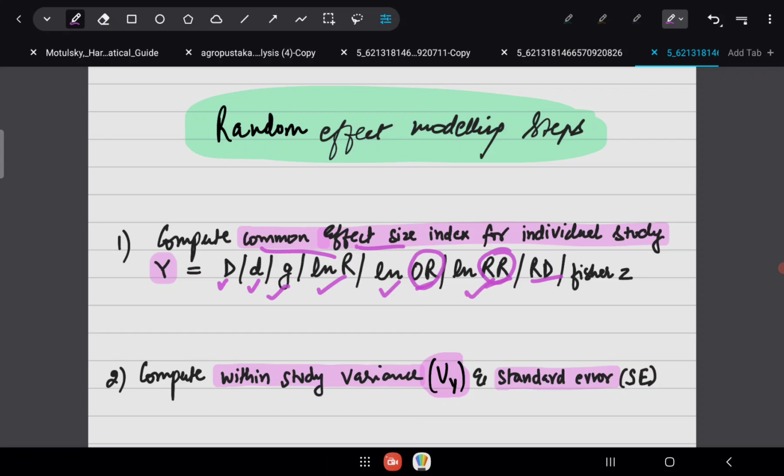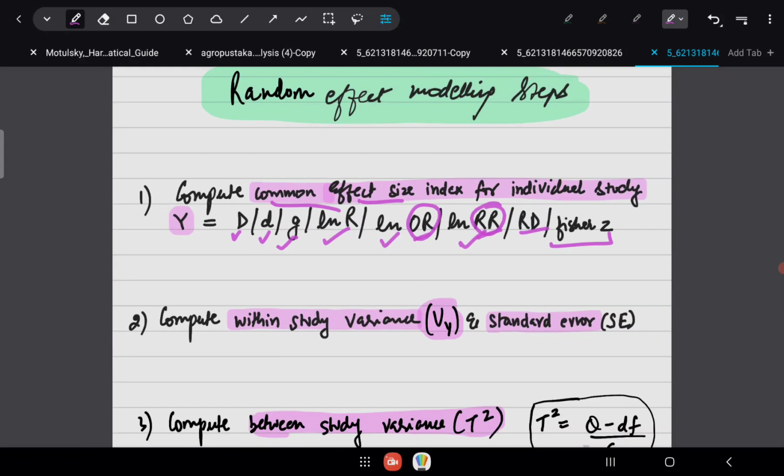If the study reports a correlation coefficient, then you can convert it into Fisher Z. The reason you have to convert it into Fisher Z is because the variance of the correlation coefficient is actually dependent a lot on the correlation coefficient itself. So it is preferred by most authors to convert the correlation coefficient into Fisher Z before doing all the computations for the summary effect. So this is the first step. We'll compute a common effect size index for all the individual studies.